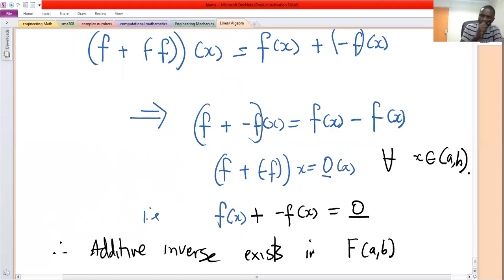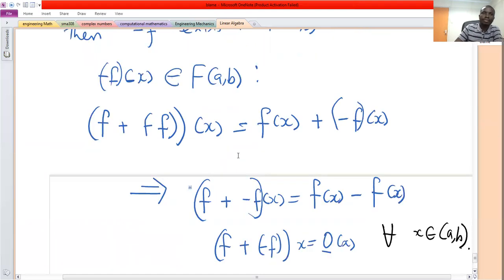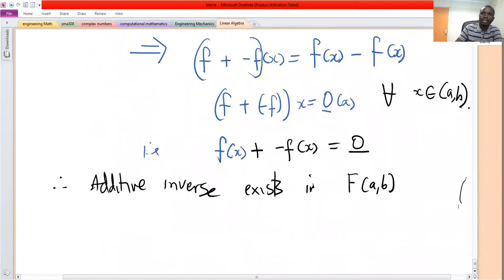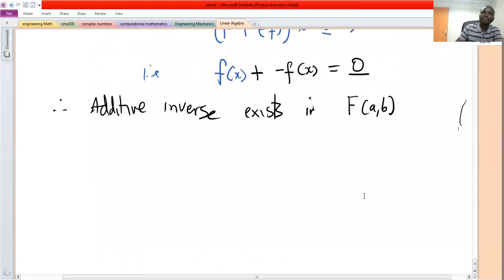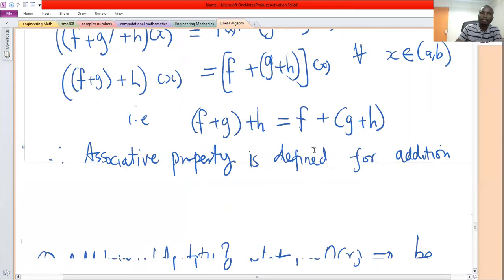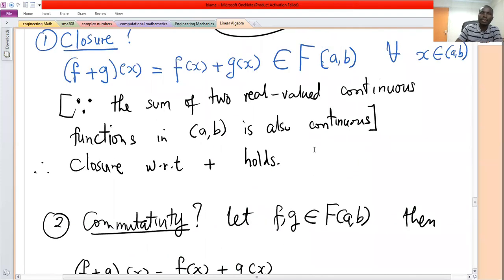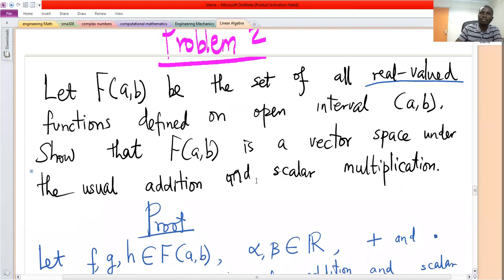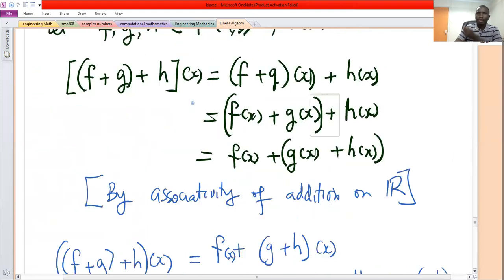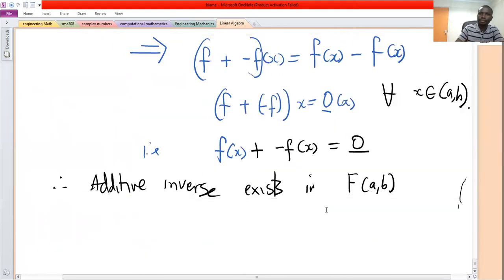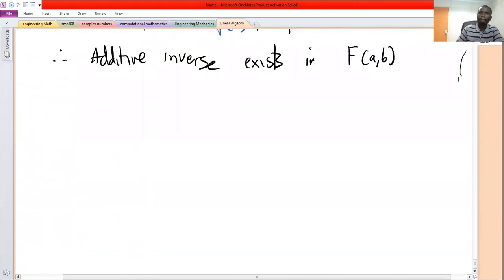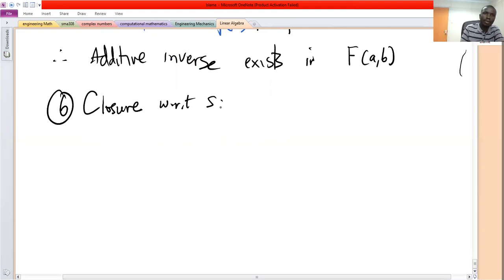Then additive inverse was number 5. So number 6, let's see scalar multiplication. So it specified our scalars to be alpha and beta. So number 6, closure with respect to scalar multiplication.